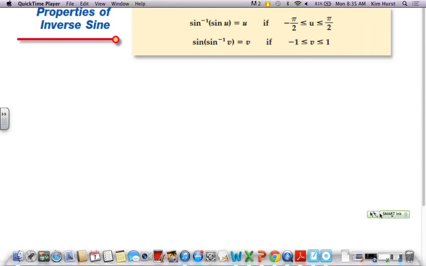We did the inverse functions last time. Now we're going to do properties of inverse functions. They look complicated, I promise, but it's not as hard as it looks.